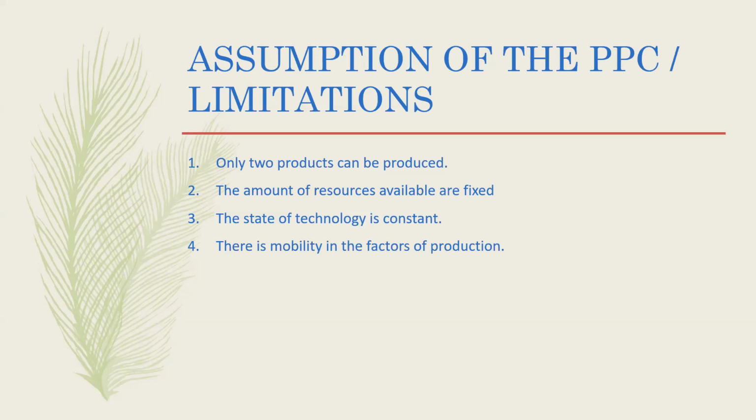So the first assumption is that two products can be produced. The amount of resources available is fixed. The state of technology is constant, and there's mobility in the factors of production. So we are not going to just believe that this is all the economy can produce. We make assumptions in order to have an idea of what we are going to illustrate via the PPC. Okay, so again, it's only assumptions. We also call them the limitations as well.